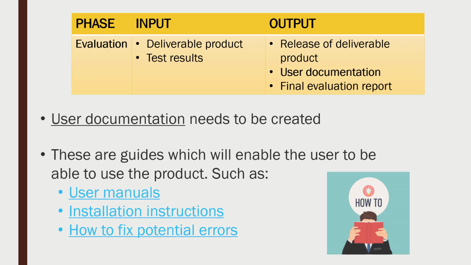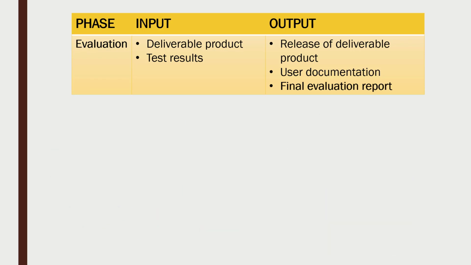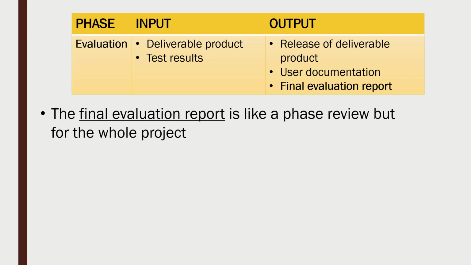So once we've given over our deliverable and our documentation, we can finalize our project by creating a final evaluation report. It's really good practice to make a report like this, and really this report is like a phase review but not actually for a phase. Instead now it's for the entire project, not just for evaluation, looking back at all of our phases to reflect and see what went well, what didn't go well, so we can improve for next time.